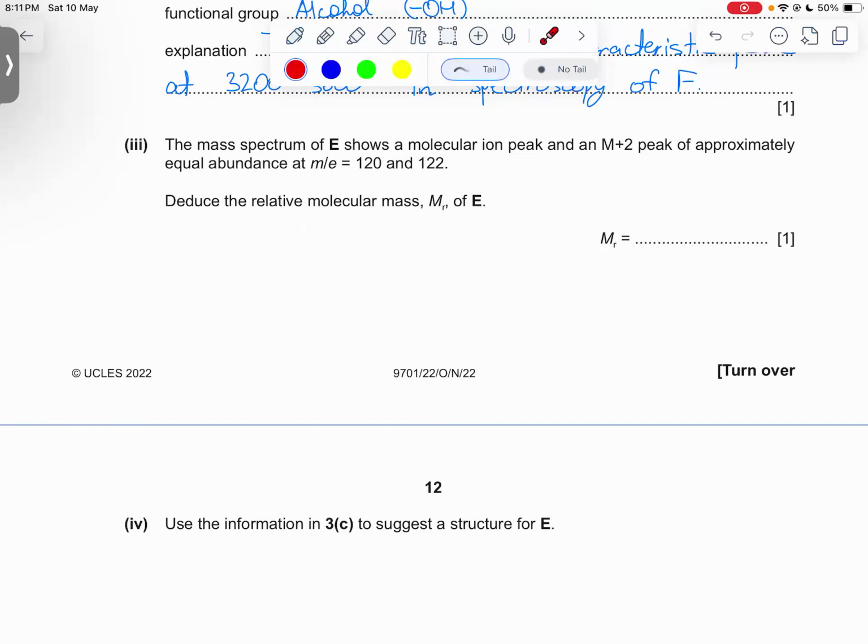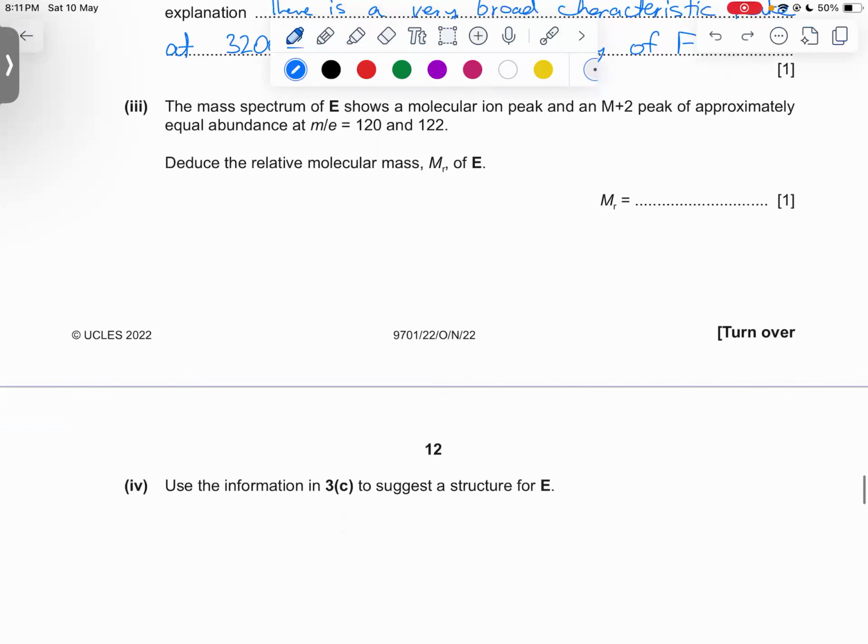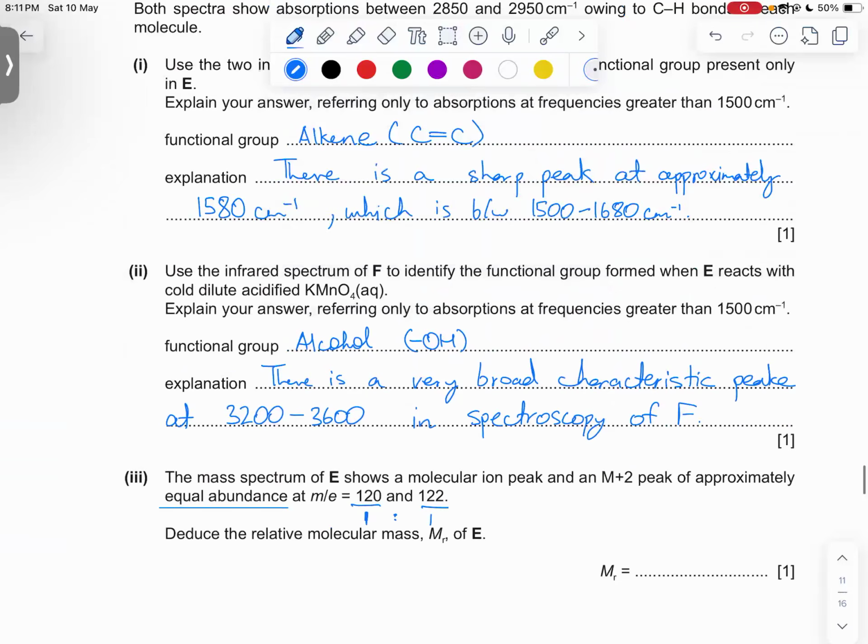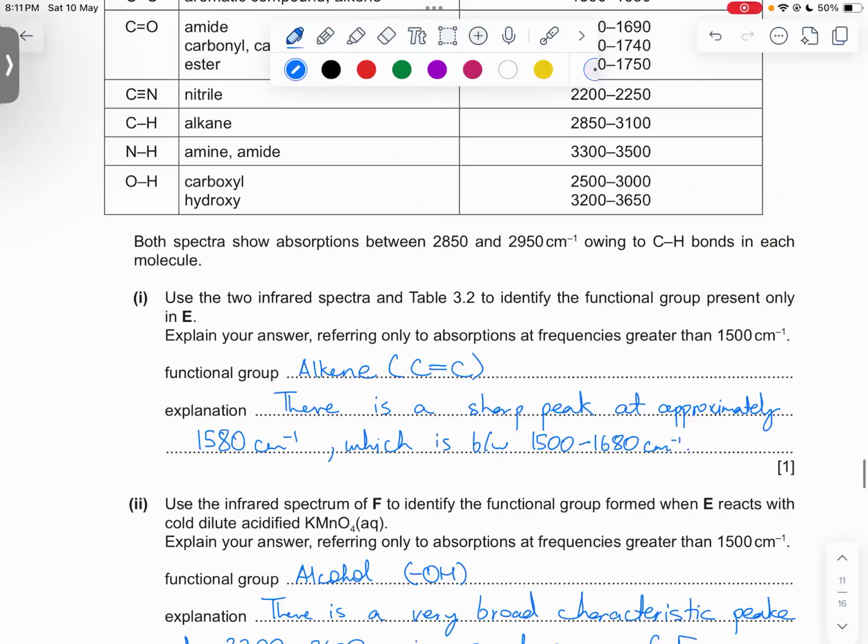So the thing is, to find the MR, first of all we have to judge how the molecular ion peak and an M plus 2 peak are formed. Who creates the M plus 2 peak is a real question, right? For that, you have to see that the 120 and 122 masses are of equal abundance, 1:1. That is what is mentioned. And which isotope in our syllabus has a ratio of 1:1?